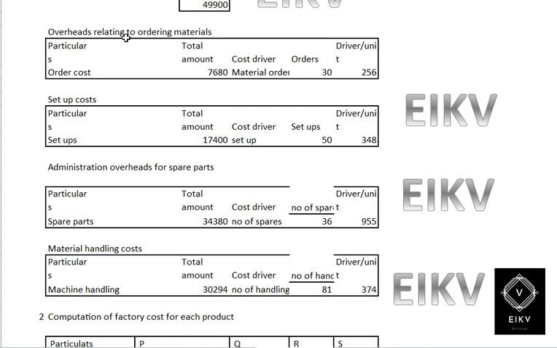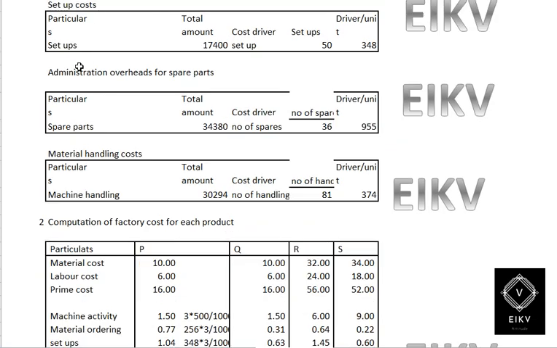Now overhead related to ordering material. The total ordering cost is 7,680 and the cost driver will be material order. Therefore the material orders are 30 times, therefore 7,680 divided by 30 will give the cost driver per unit as 256.